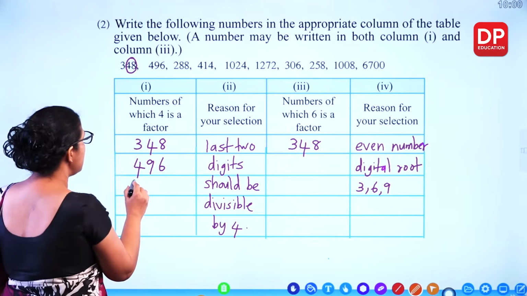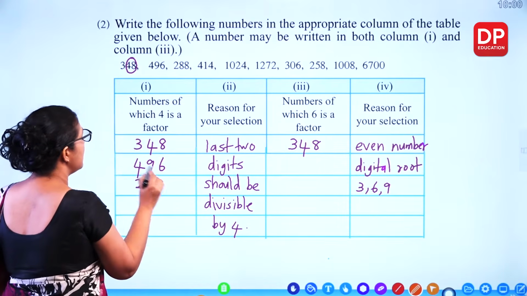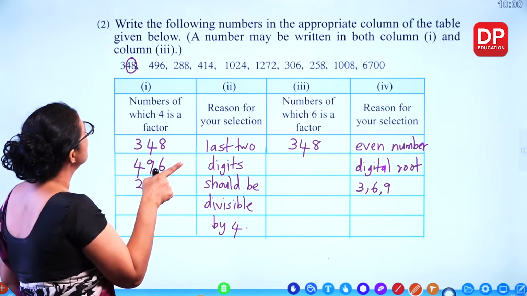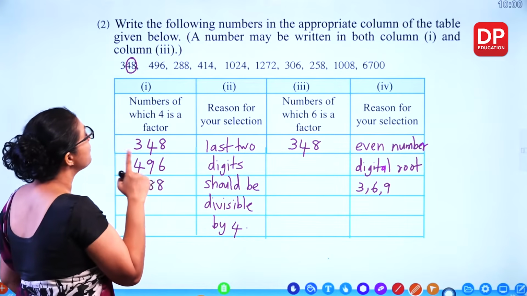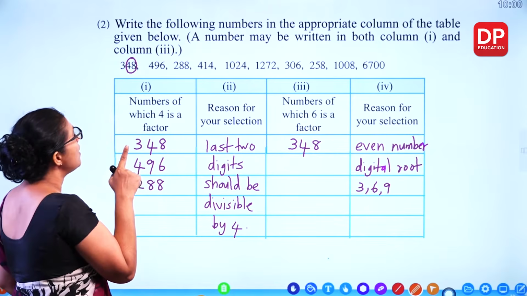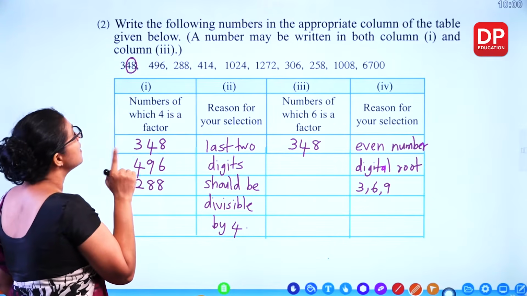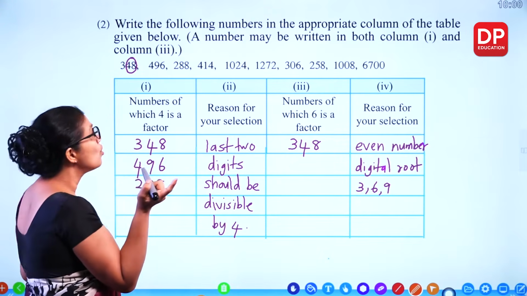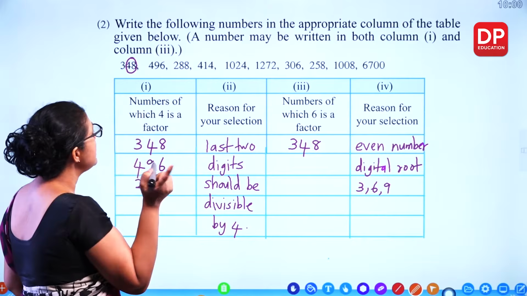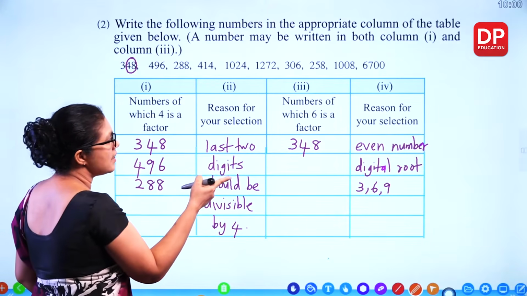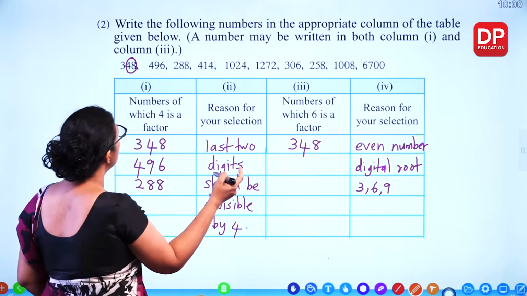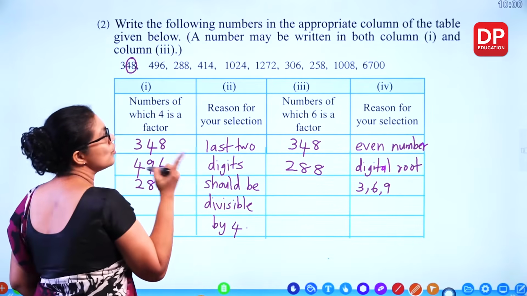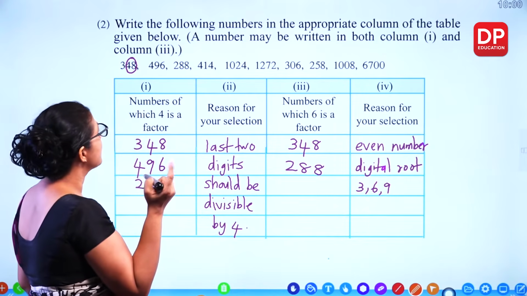288. Yes, it is divisible by 4. What about divisible by 3? Even number, okay. But what's the digital root? 8 and 8, 16. 16 plus 2, 18. 18 means 1 plus 8, 9. That's okay. So that's divisible by 3 as well. So definitely it is divisible by 6.